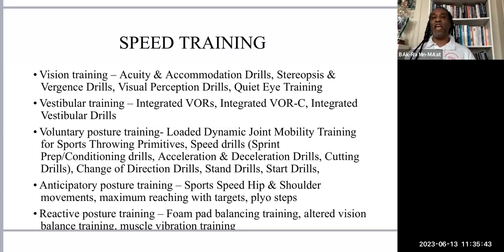So to train the vision to do so, these are some of the tools that we would use. Acuity accommodation drills, these are two aspects of vision. Acuity being able to see something clearly. If you don't see your target clearly, you're gonna have problems. Vergence and stereopsis.